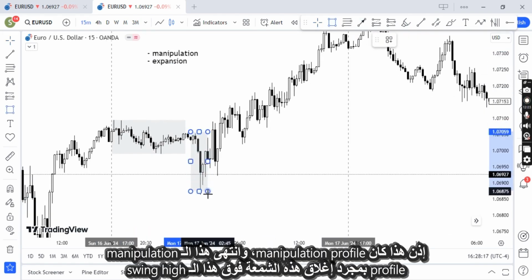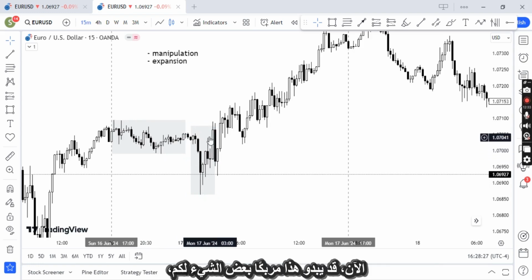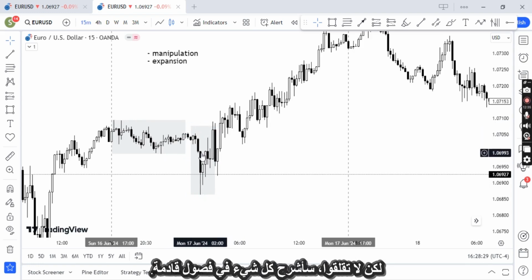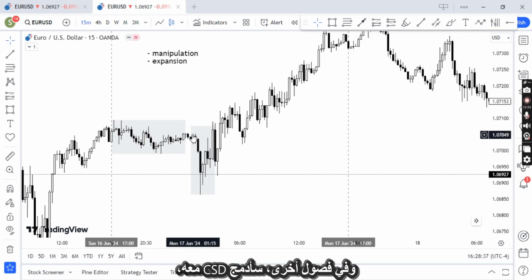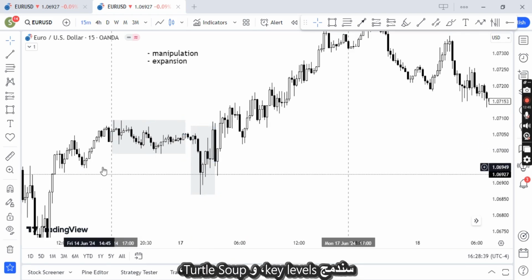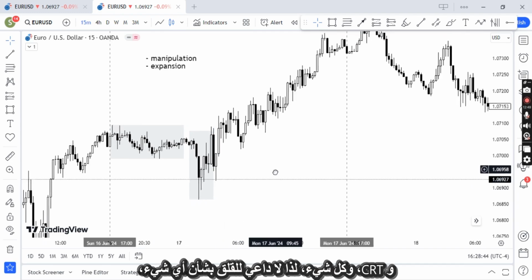So this was the manipulation profile, and this manipulation profile ended once this candle closed above this swing high, which had taken this swing low and price from this order block. Now this might sound a bit overwhelming to you, but don't worry, I'm going to explain everything in further chapters. This is just the first chapter, and in other chapters I'm going to integrate CSD with it. We're going to integrate key levels, turtle soup, CRT, everything, so you don't have to worry about anything, right?